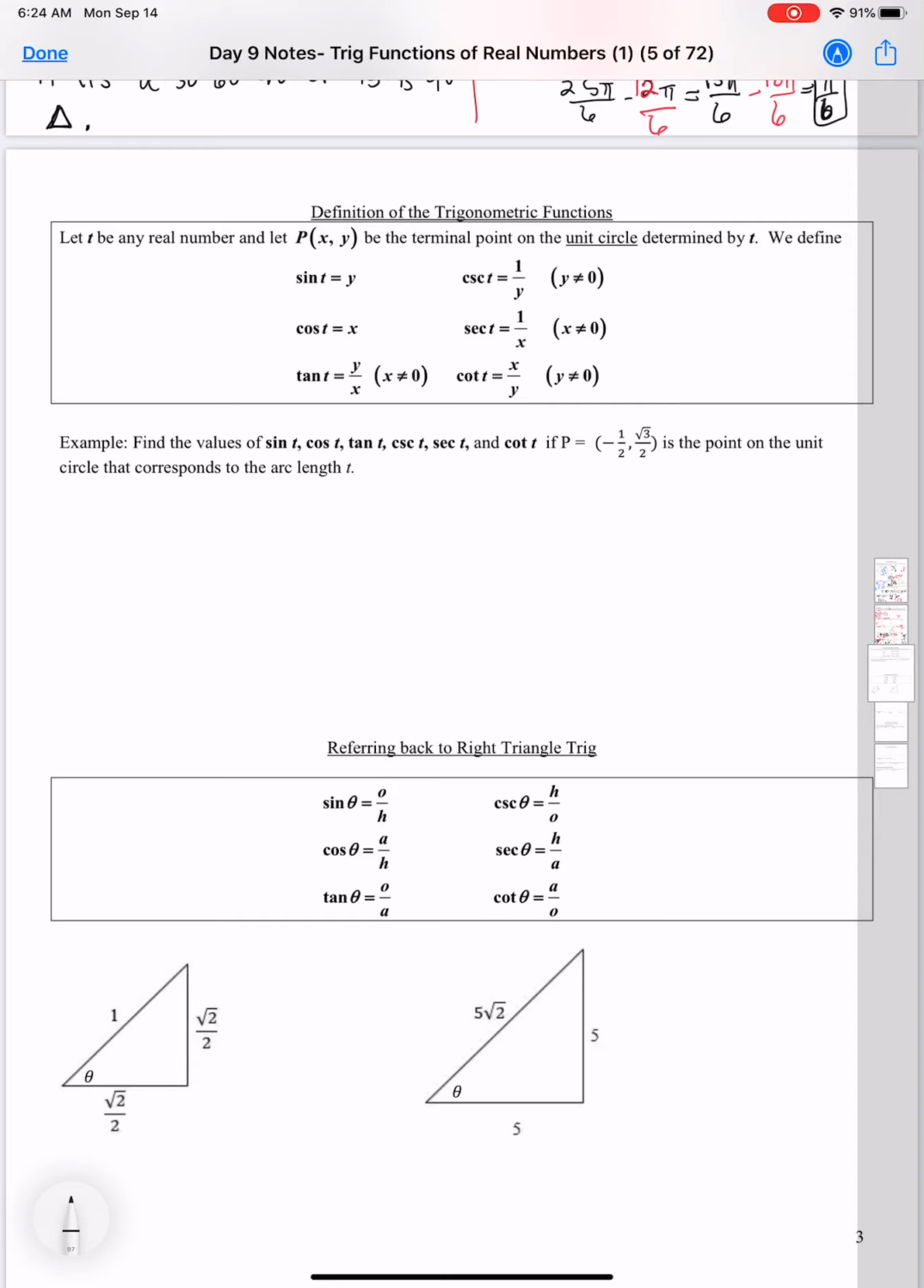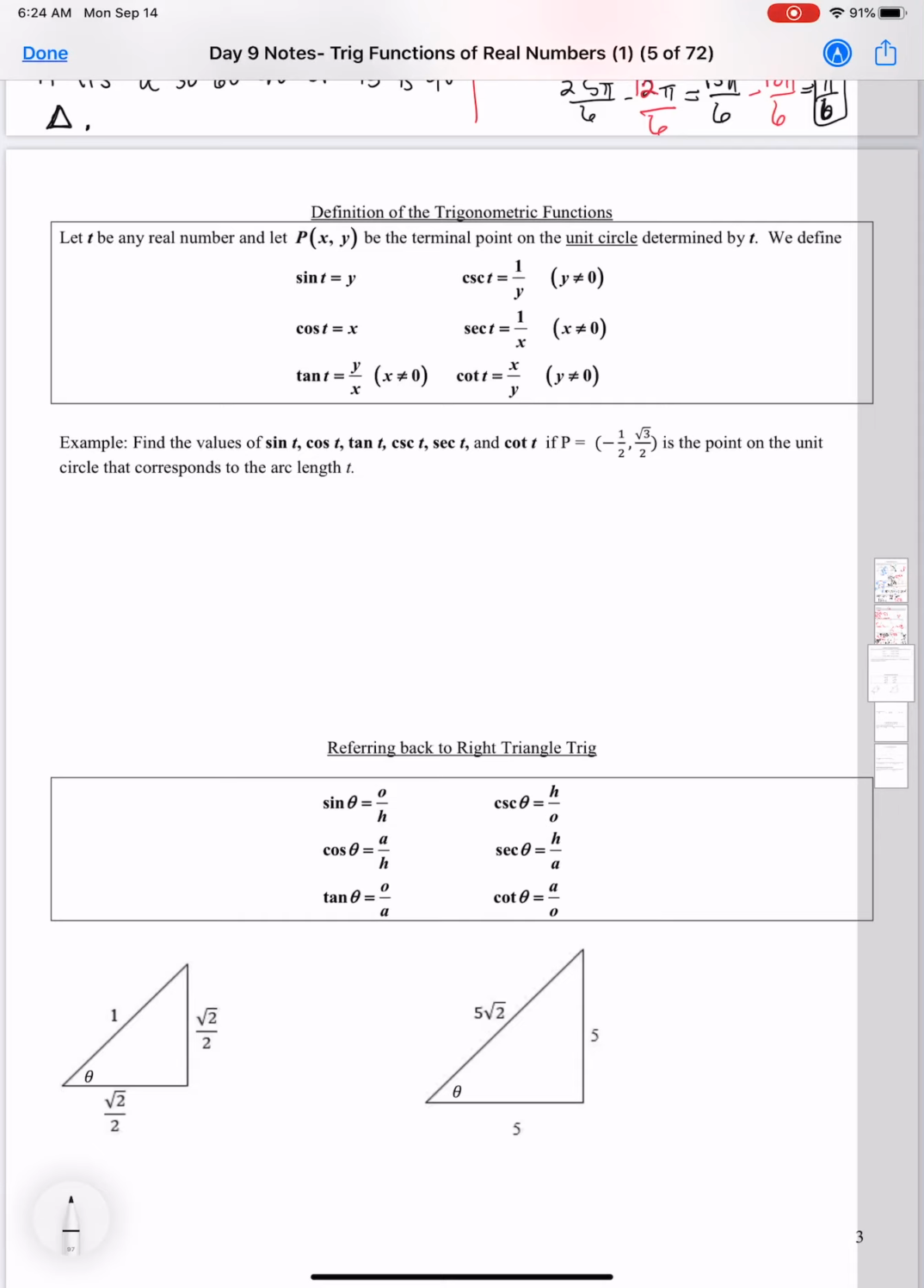Now let's talk a little bit more about the definition of our trig functions and finding those values given different side lengths of triangles, right? Every time we're finding a point on the unit circle, essentially what we're doing is we can draw that triangle, and those triangles help us to figure out where those points lie.